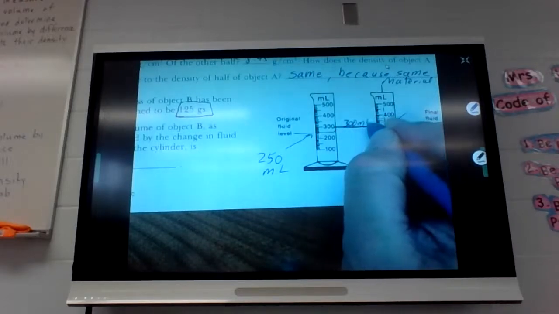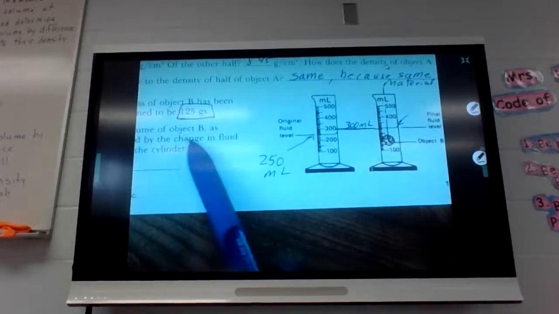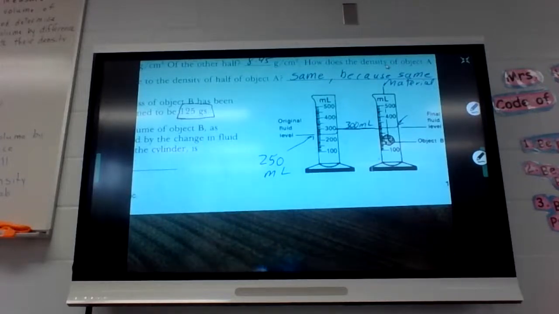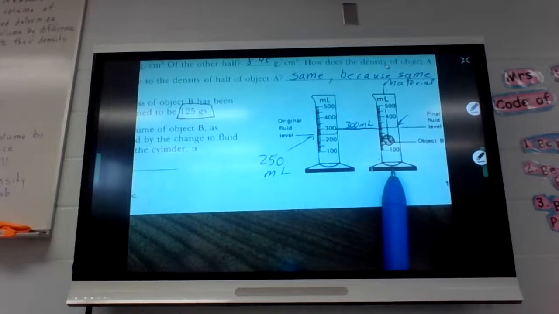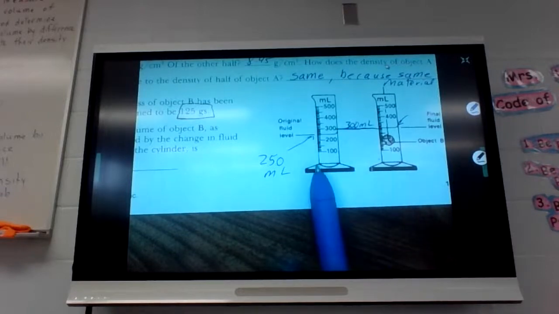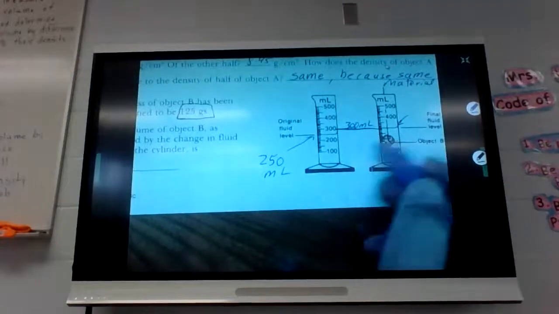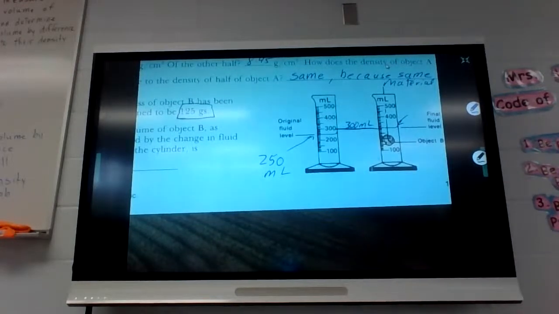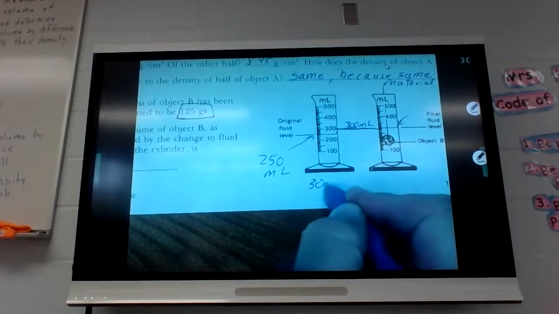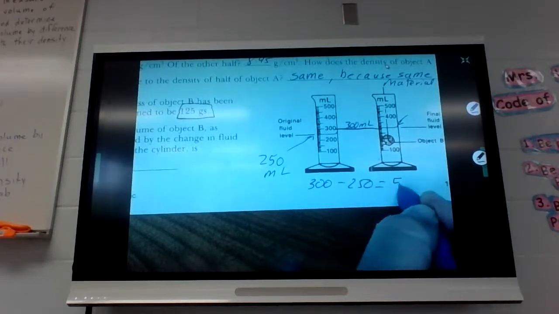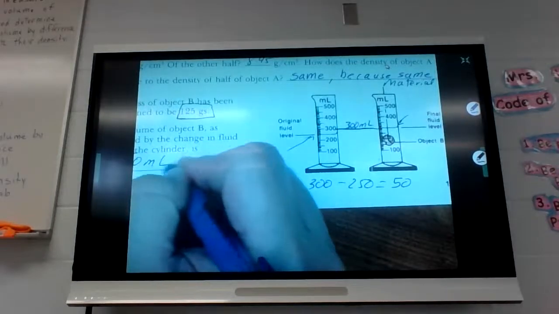All right, so the volume of object B as indicated by the change in fluid. So what do we do if I want the change? Subtract. So this is what you're going to be doing every time you add something to the graduated cylinder. You've got to read the original. You've got to read the addition. And what do you do with the two amounts? You subtract. Every year I get people who add them. You don't add, you subtract. So you say 300 minus 250 to get 50 ml.